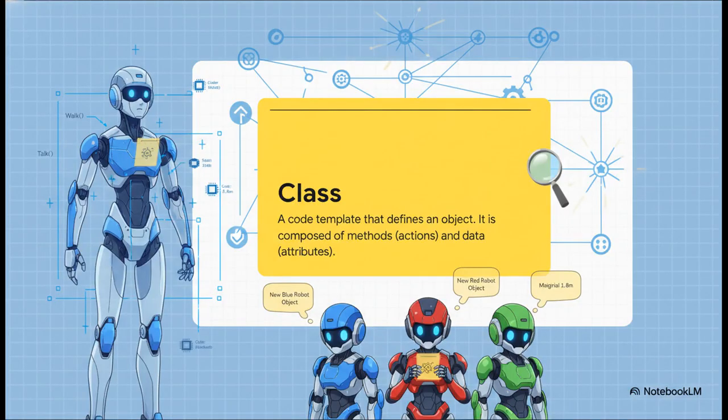You can think of a class kind of like a recipe for a cake. It's not the cake itself, right? It's just the instructions. It lists all the ingredients you need. We call those attributes, things like flour and sugar. And it gives you all the steps. We call those methods, like mix the batter and bake at 350 degrees. It's the plan, not the final product.